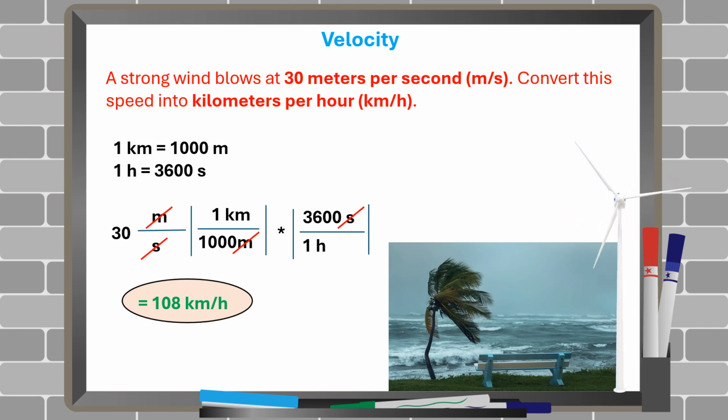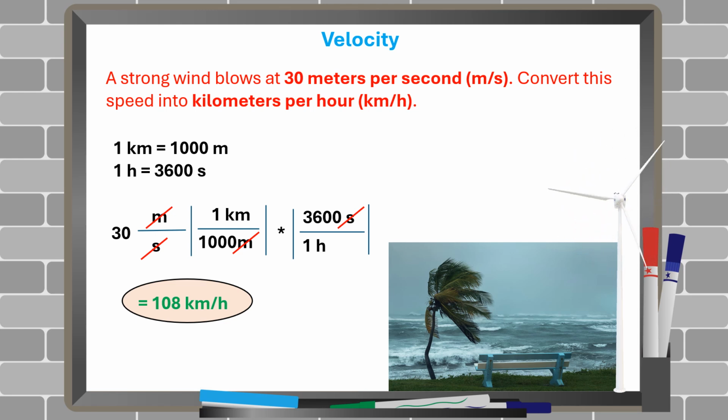So, today, we have cool real-world examples for you. Imagine a strong wind blowing at 30 meters per second, that's super fast. But have you ever wondered how fast that is in kilometers per hour? Well, that's what we're about to find out. Let's break it down together.